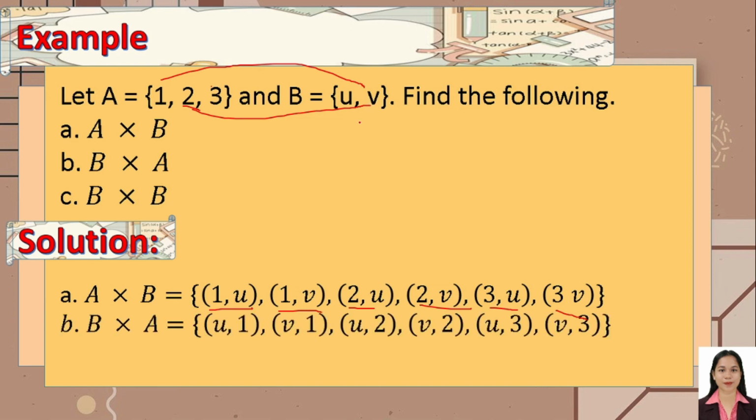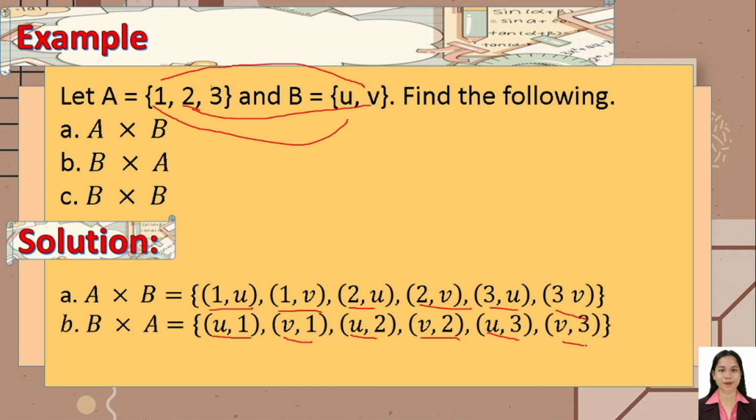Next is B cross A. So B cross A naman, so magsisimula tayo sa u. So u, pabaliktad tayo. So u and 1. So we have here (u, 1). Then v and 1. So we have here (v, 1). Then u and 2. So (u, 2). v and 2. So we have (v, 2). u and 3. So we have (u, 3). Then v and 3. So we have here (v, 3).